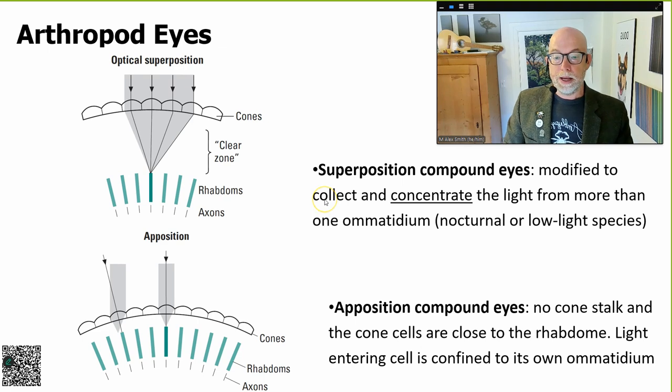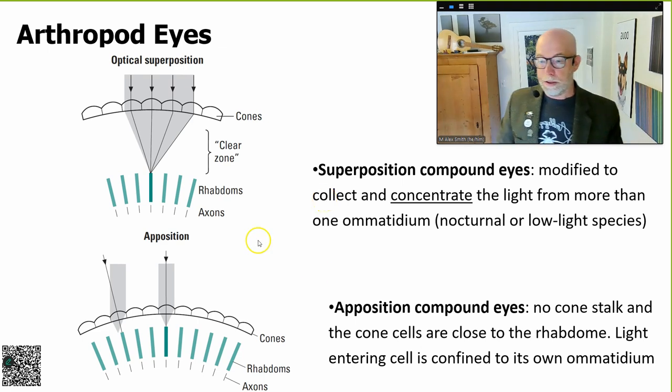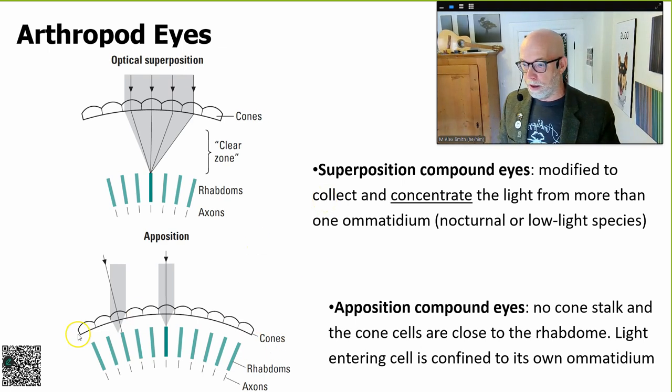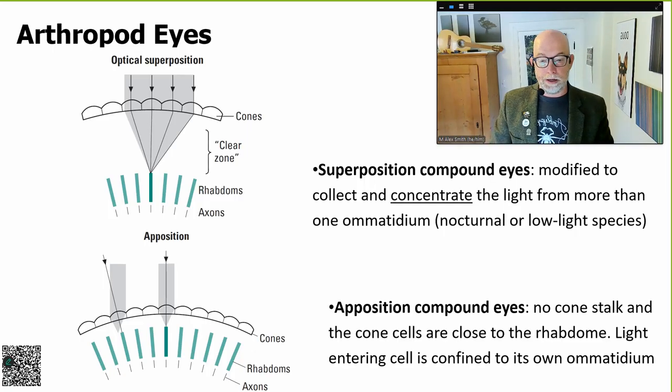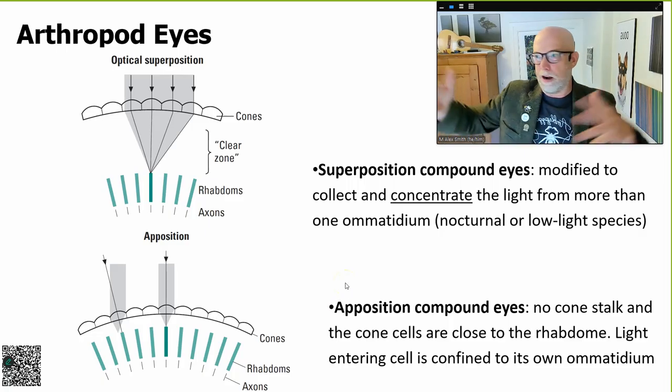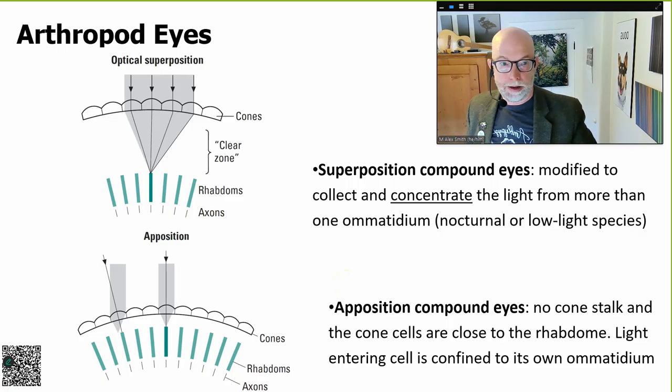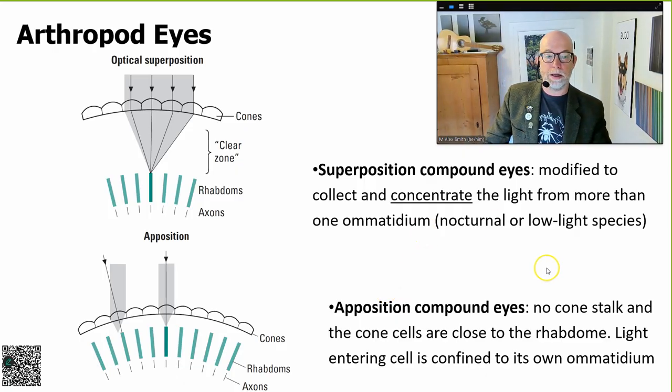Now, an apposition compound eye, which is on the bottom here, has a much smaller space between the rhabdomes and the cones, and the light coming through one ommatidium enters one cell and is confined to that cell. We see this out in the open field, in a high light environment, in insects or hexapods.